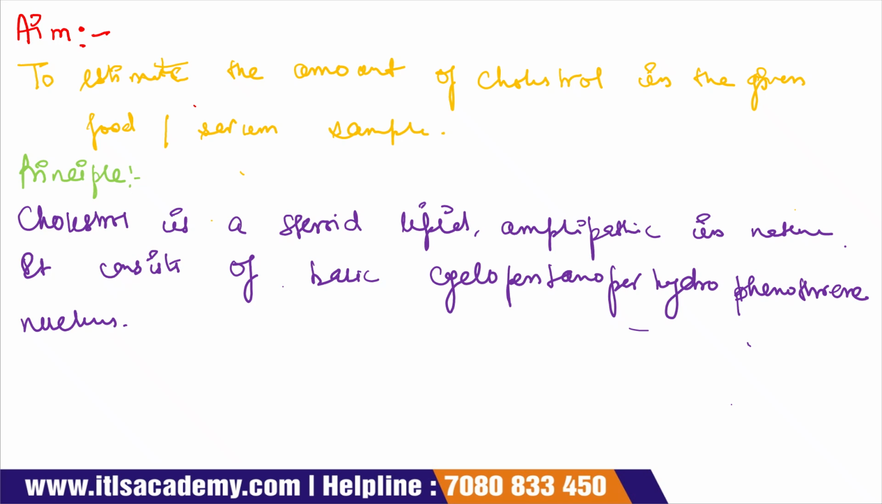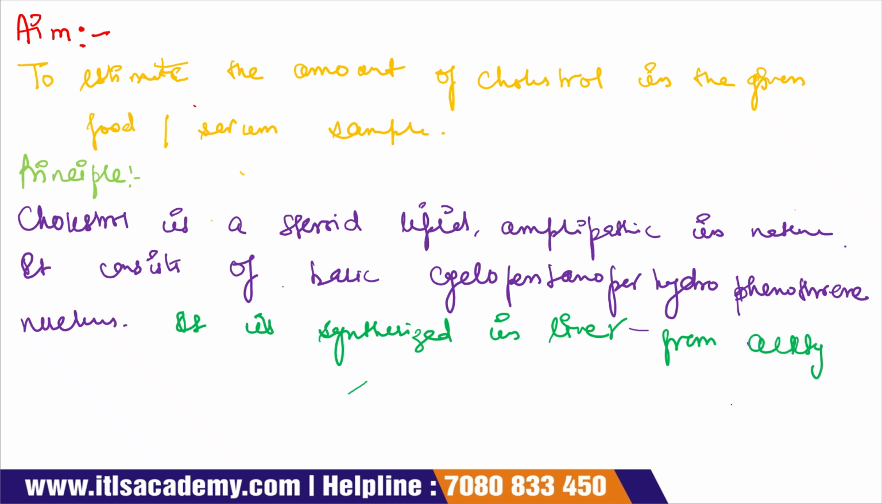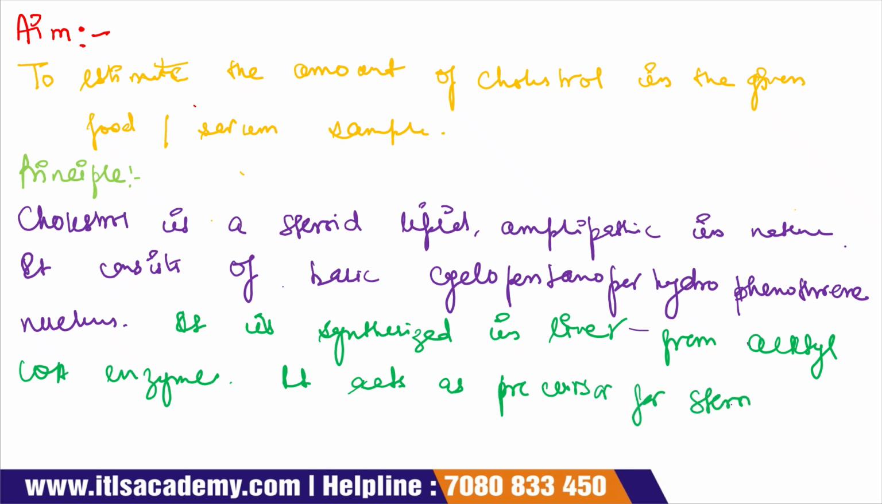It is synthesized in the liver from acetyl coenzyme A. It acts as a precursor for steroid hormones and vitamin D. Then we talk about Zak's method.